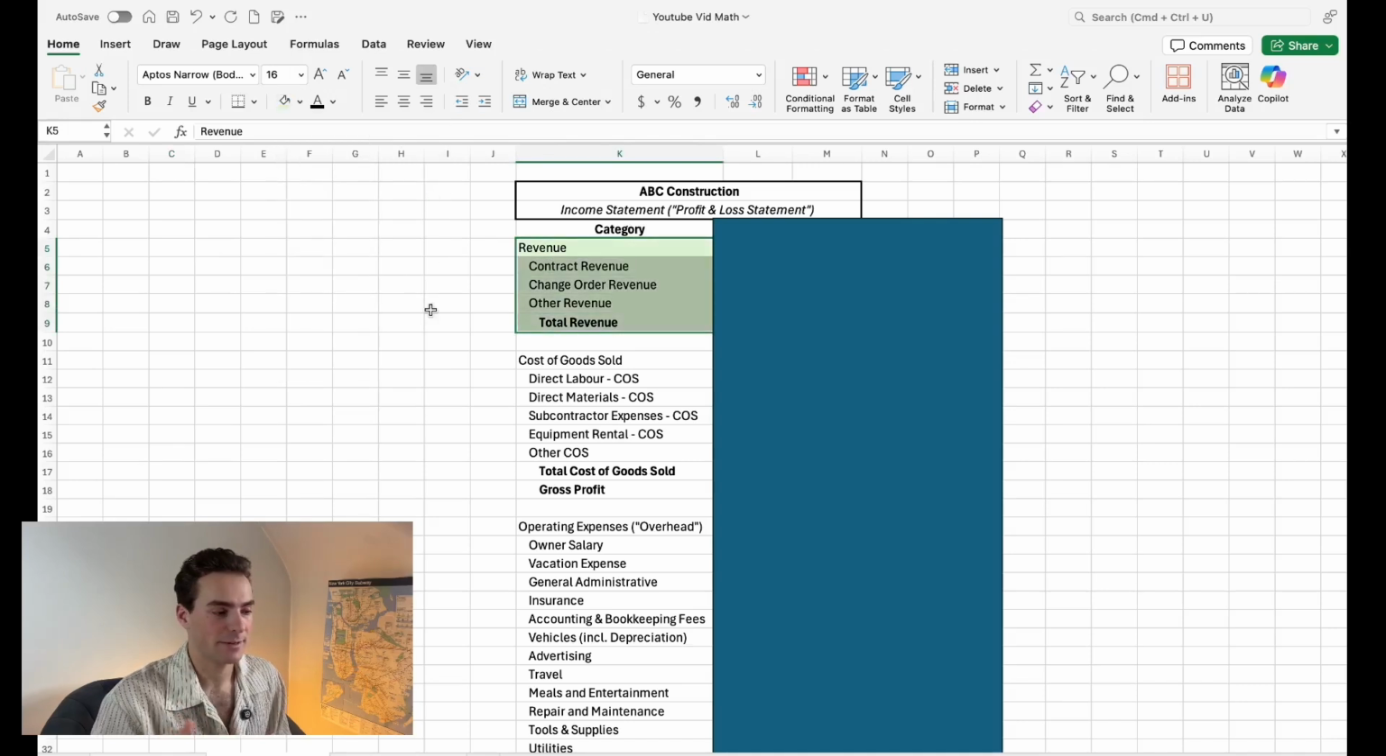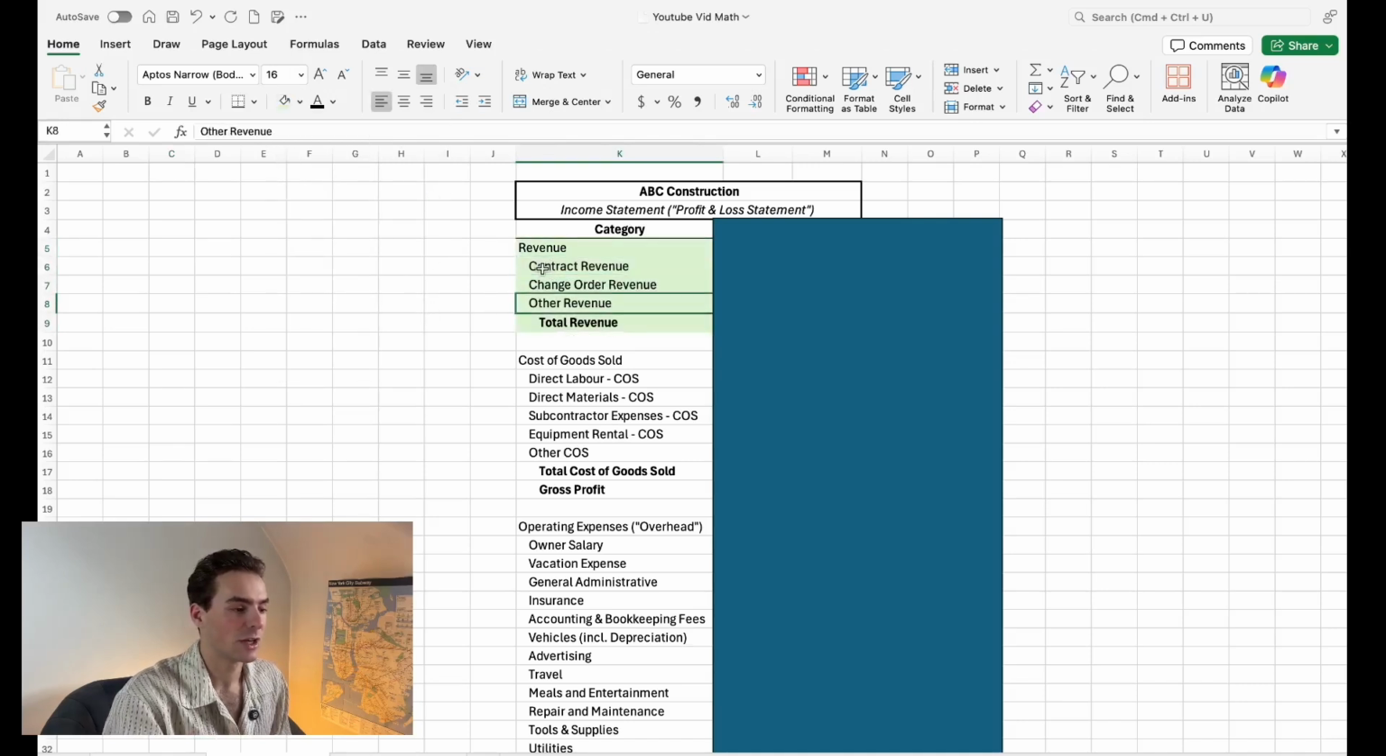That's all your money coming in, right? And it can come in through different sources, but realistically, your total revenue is going to be the total amount of revenue that you brought in that focused period of time.